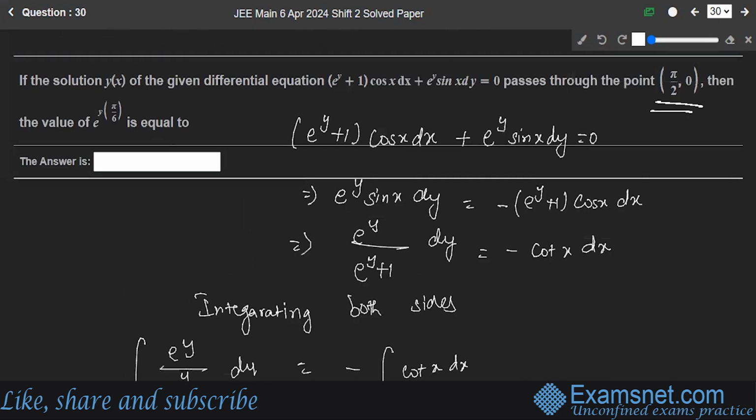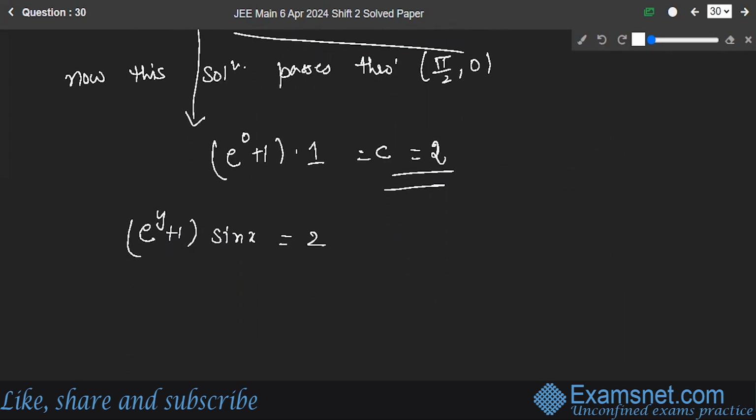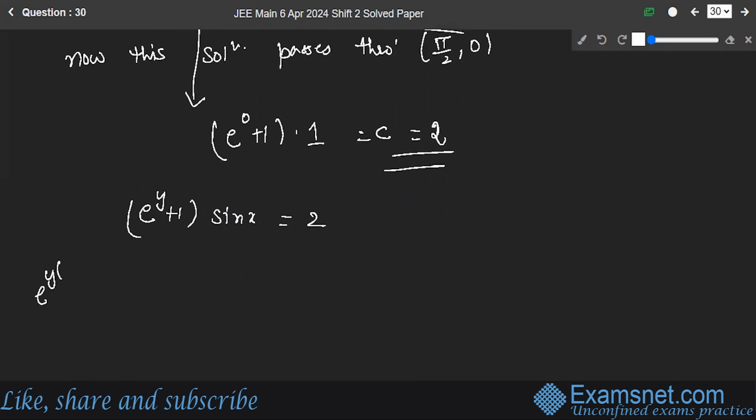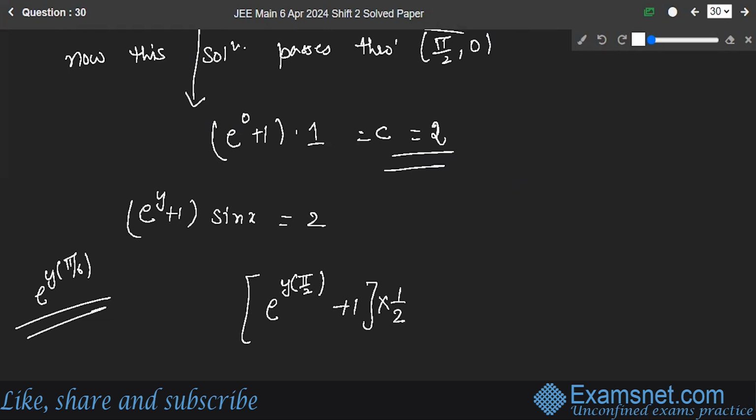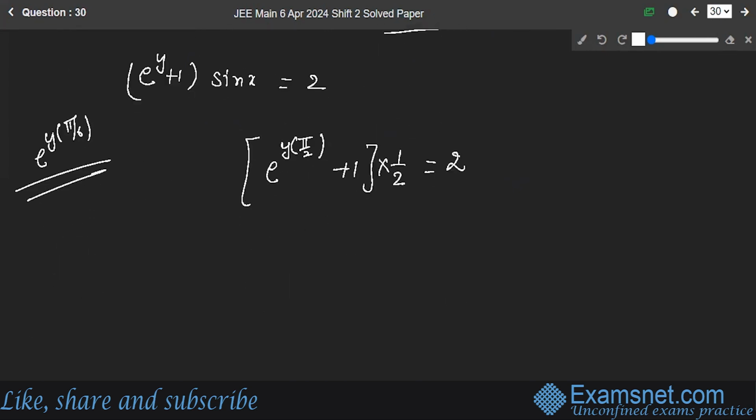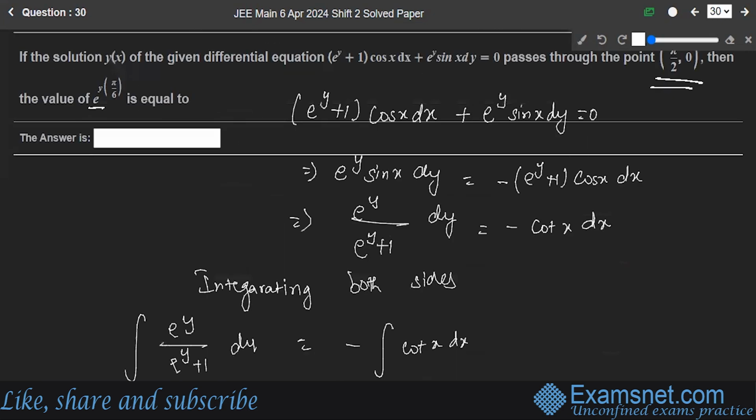Now what you have to find out is e power y of pi by 6. That means you have to put the value of x as pi by 6. So this will give me e power y of pi by 6 plus 1 sine pi by 6 is 1 by 2. This is equal to 2. So this makes it e power y of pi by 6 is equal to 4 minus 1. That's 3. Okay, this is the answer to the question.